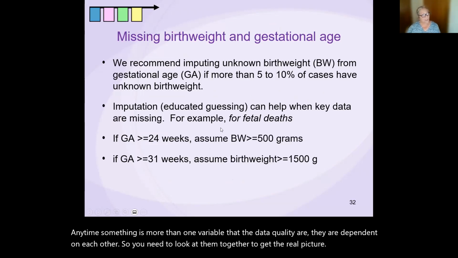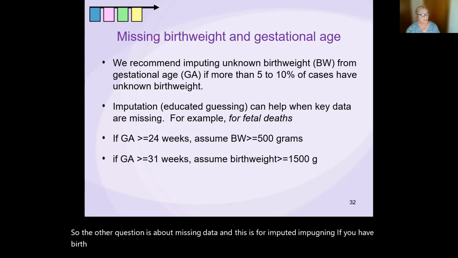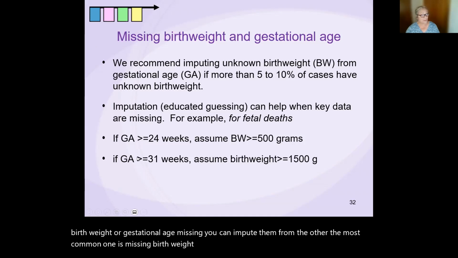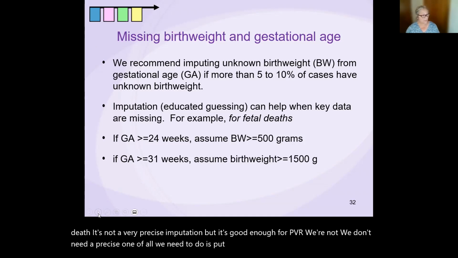The other question is about missing data, and this is for imputing. If you have birth weight or gestational age missing, you can impute them from the other. The most common one is missing birth weight for fetal deaths, and you can impute that from the gestational age. It's not a very precise imputation, but it's good enough for PPOR. We don't need a precise one. All we need to do is put them in that period of risk.